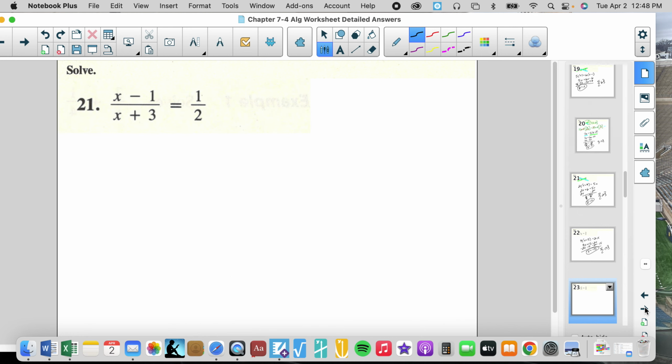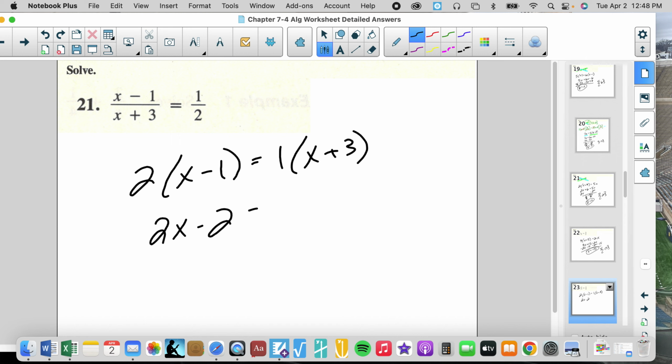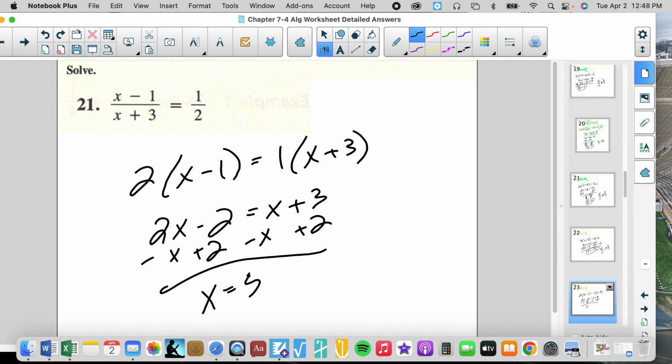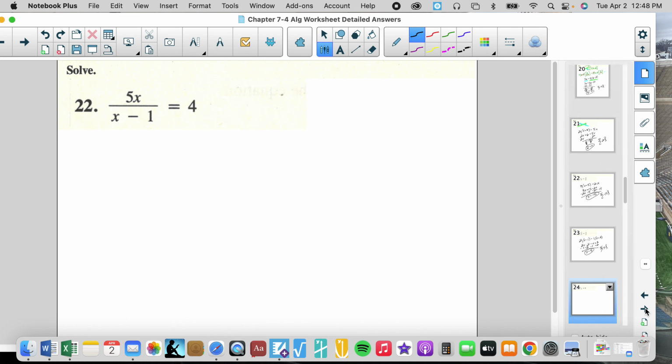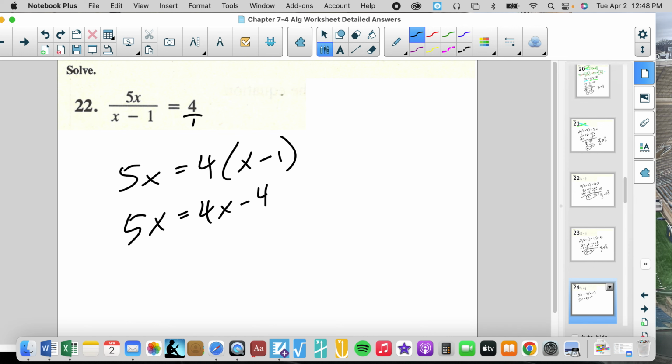Cross product, 2 times x minus 1 equals 1 times x plus 3. 2x minus 2 equals x plus 3. Minus x, plus 2, plus 2. We get x equals 5. Doesn't make it zero, so I'm hoping that one of these, when we plug in, will zero out the denominator. We'll try. So that's over 1, 5x equals 4 times x minus 1. 5x equals 4x minus 4, minus 4x. You get x equals negative 4.